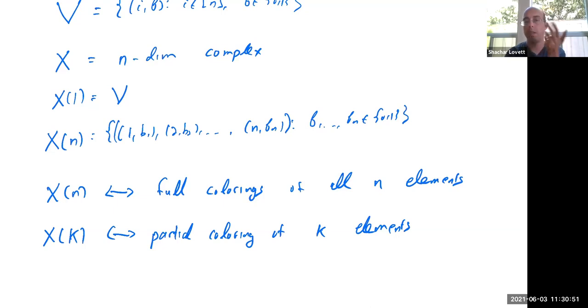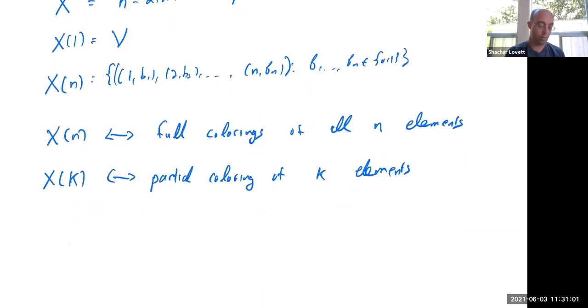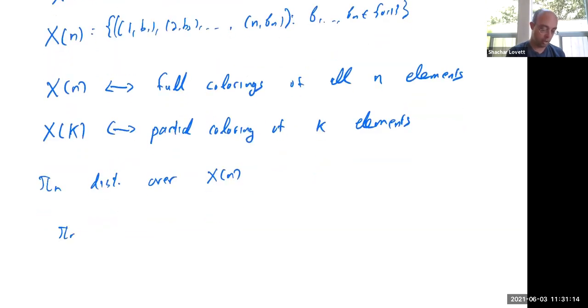So this is the complex, and then you also want to endow it with a distribution, and that's going to come from the distribution mu. So I'm going to define pi_n to be a distribution over the top level X_n, which is exactly mu. So pi_n of the face (1,b1), (2,b2), up to (n,bn) is going to be exactly mu of b1 up to bn.